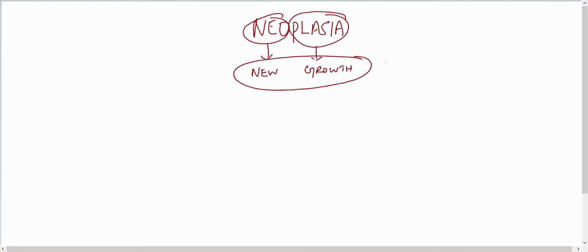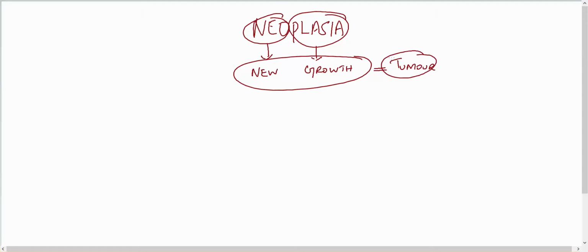Okay. So neo means new, plasia means growth. In other words, we are going to talk about tumors.